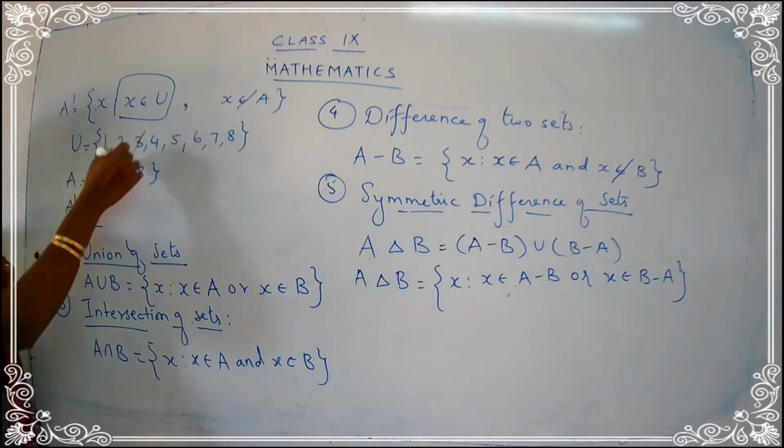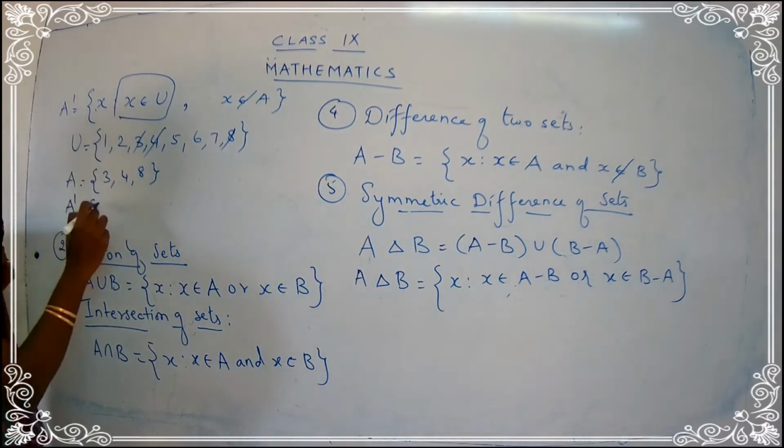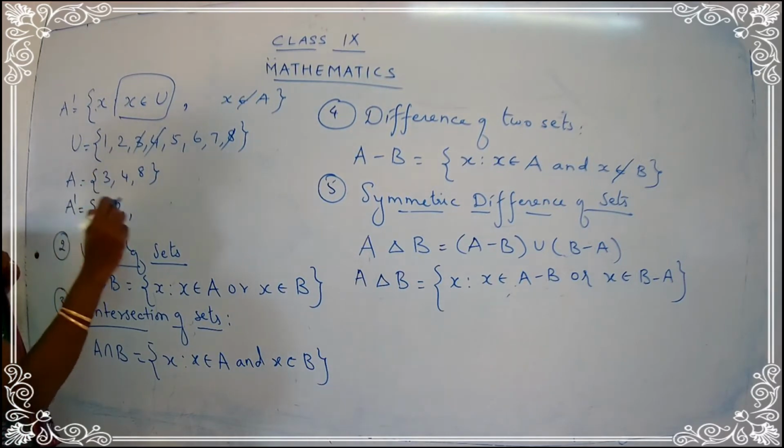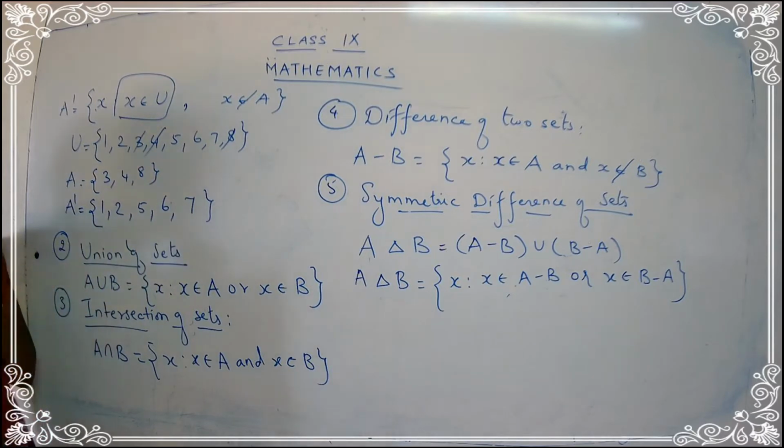So I should not take 3. I should not take 4. I should not take 8. So what is left here? 1, 2, 5, 6, 7. That's all. Are you getting the point, children?